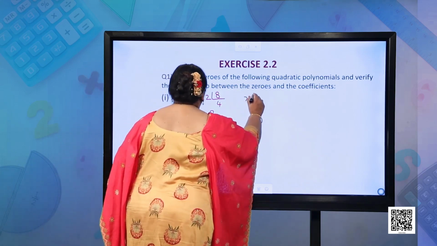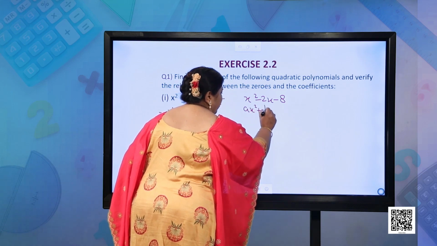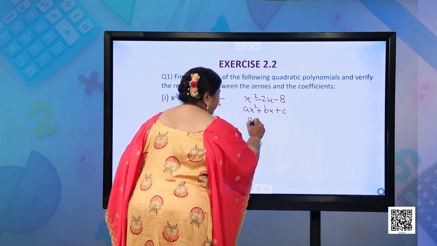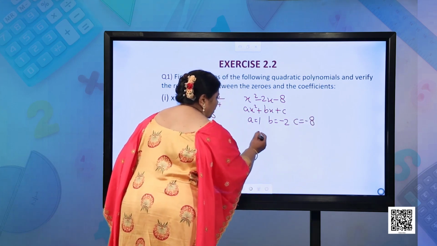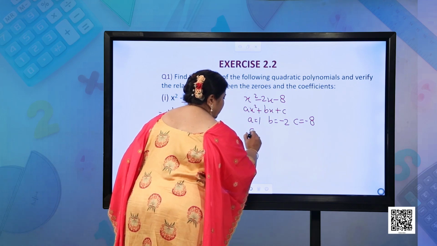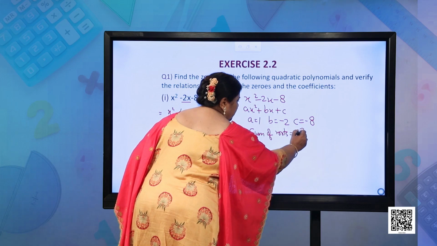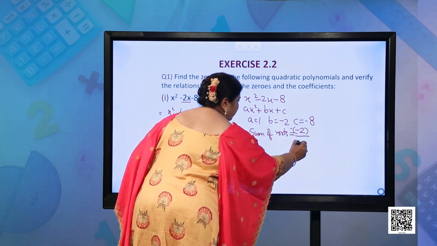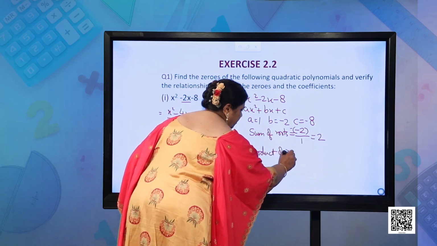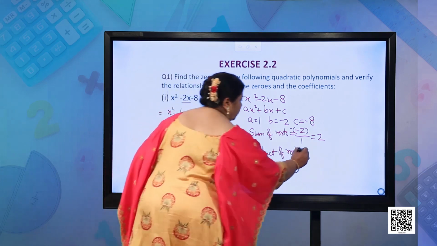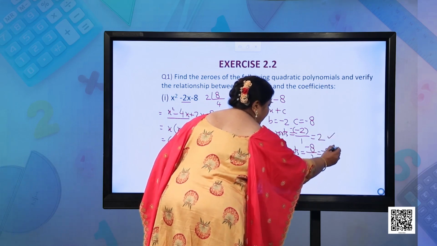Now, let us compare this x square minus 2x minus 8 with our general expression for a quadratic polynomial. What is the value of a? It is 1, b is minus 2 and c is minus 8. Let me write down what is the sum of the roots. It is alpha plus beta, minus b upon a, which is 2. And what is the product of roots? It is c upon a. What is c here? Minus 8 upon 1. So, I get the sum of the roots as 2 and product as minus 8.